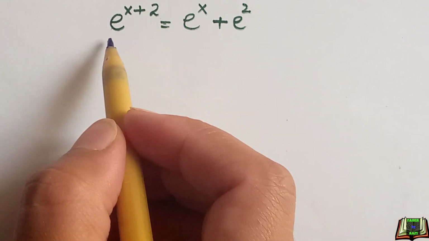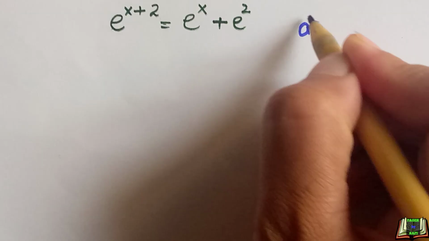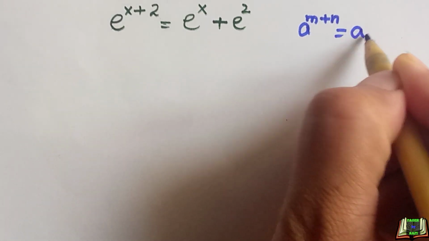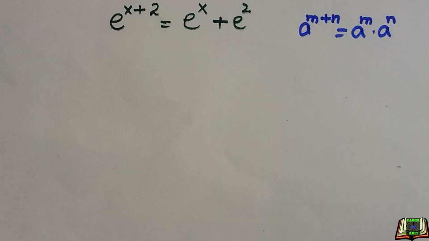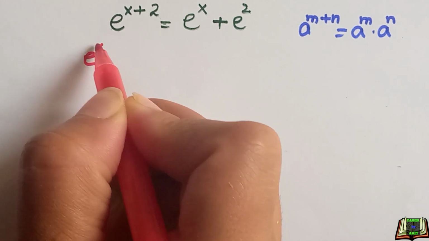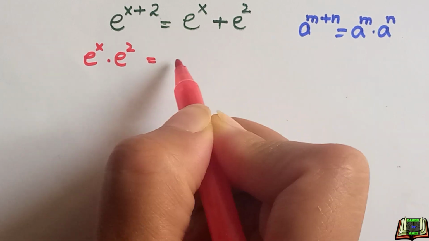First of all, we are going to rewrite and simplify this part. For that, we are going to use an exponent law that says if e raised to power m plus n, then this is equal to e raised to power m times e raised to power n. So using that law, we can write this as e raised to power x times e raised to power 2 is equal to e raised to power x plus e raised to power 2.